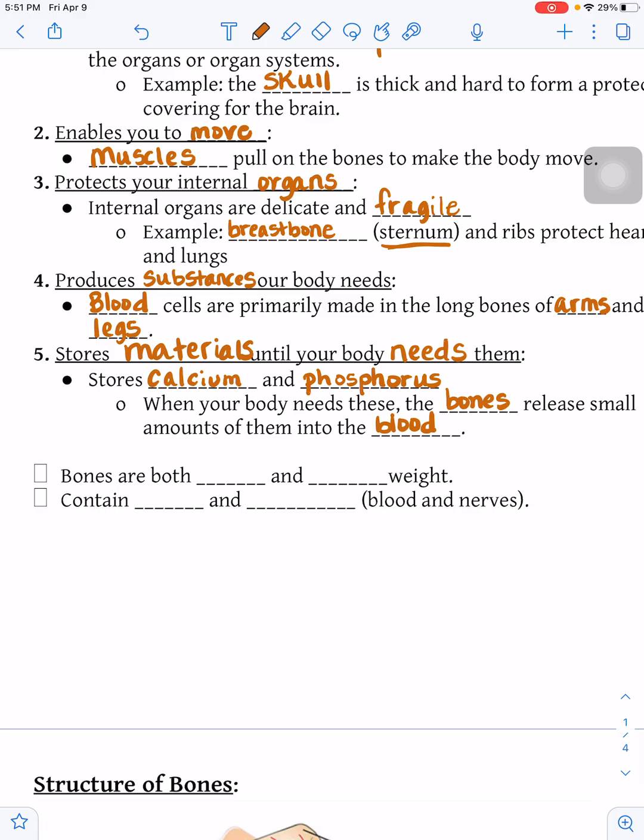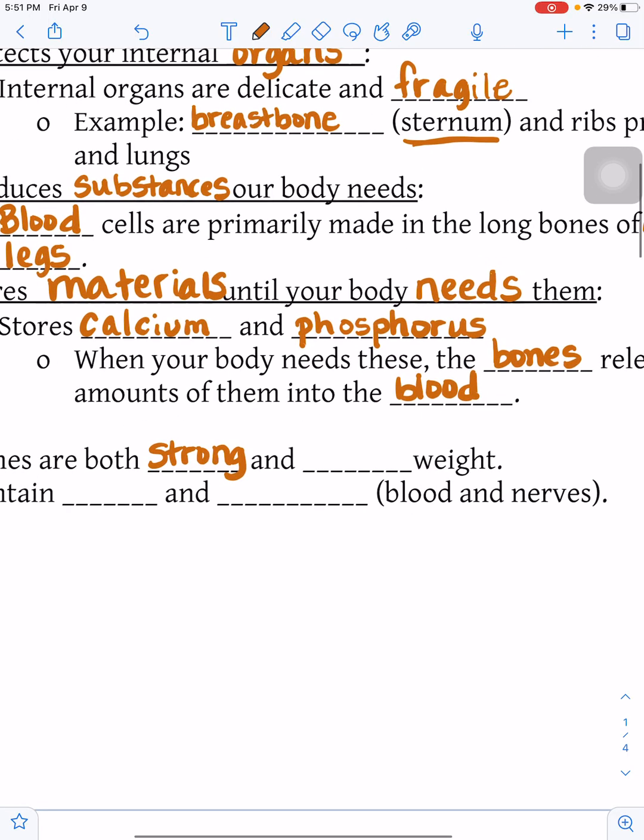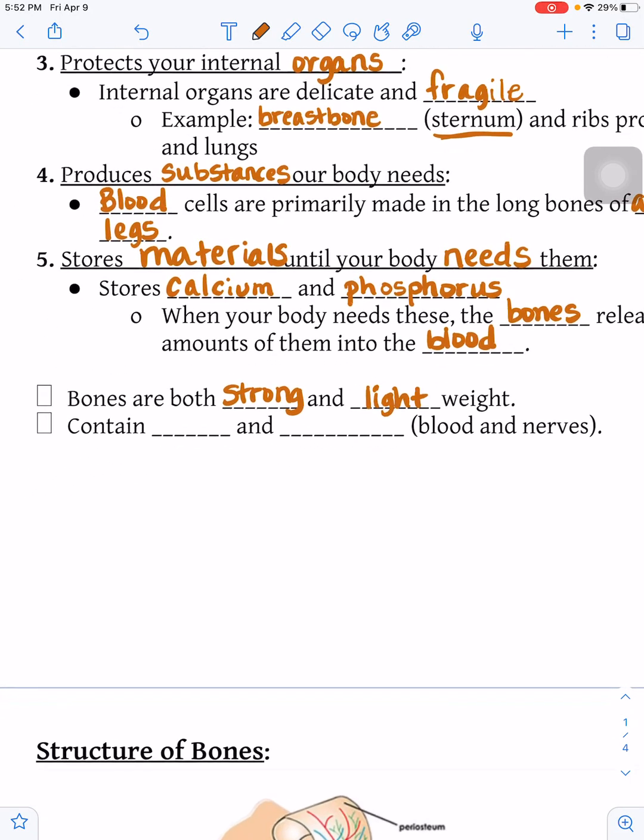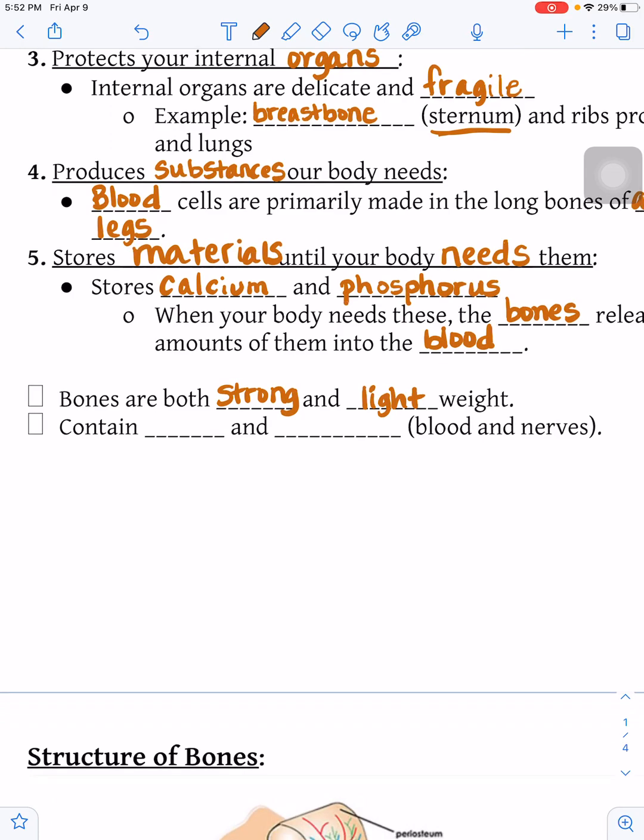Okay, a couple of things about bones: they are both strong, but also lightweight. Strong and lightweight. That's pretty unusual for something to be really strong and not heavy. But we need the bones to be lightweight because we have to move. If they were really heavy, it would take so much extra energy to move our bodies. So it's good that they're lightweight, kind of like the metal titanium. It's strong and very light.